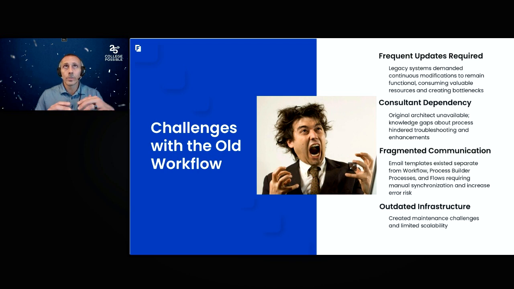So it hindered being able to quickly troubleshoot and enhance the process. And there were a lot of different things existing in different silos. You had some things in workflow, some things in Process Builder, some flows built, some email templates. It was hard to make updates to one and figure out what the ramifications would be for other processes. And ultimately, it was just outdated. It needed to be updated and brought into something new that was more efficient and streamlined.